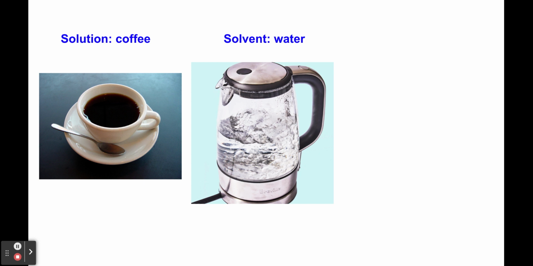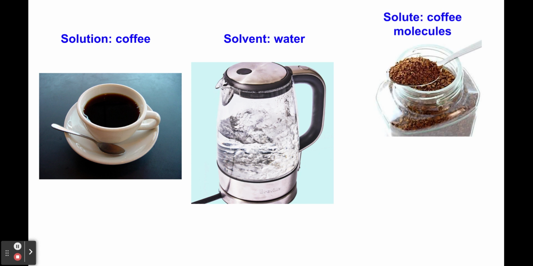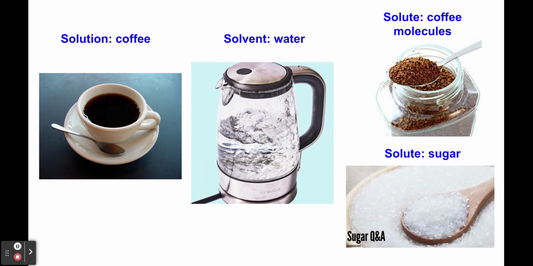What is the solute in this situation? Well, what's dissolved in the water? Coffee molecules. The coffee itself is dissolved in the water to make our solution of coffee. But what if it's sweetened? Then we have another solute. It would also be sugar. So solutions will have one solvent only, but they can have multiple solutes. Many, many solutes are in biological solutions like blood.